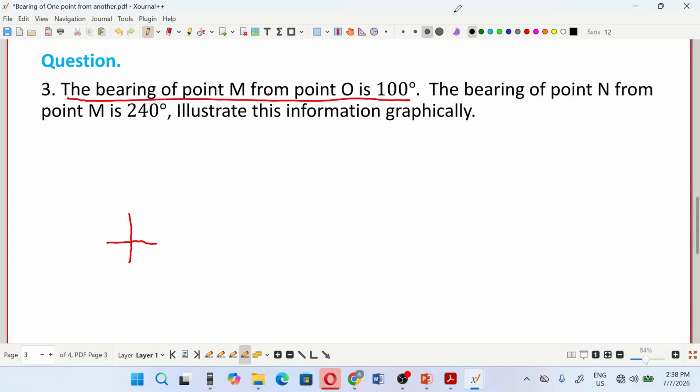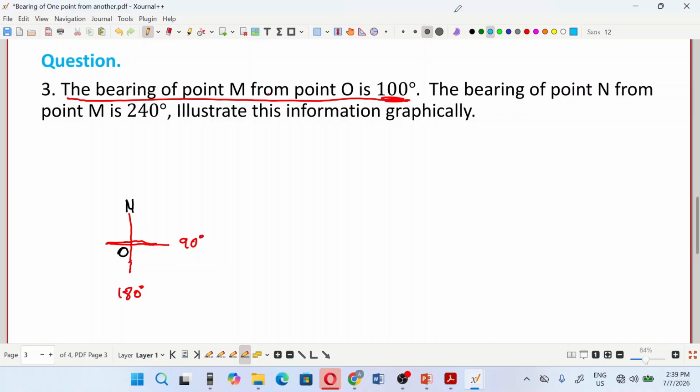So here is going to be our O. We know our geographical north to be here, right? And it says the bearing of M from O, meaning what we are going to look for is point O, right? And this is my 90 degrees. And this is my 180 degrees. Now we're looking for 100 degrees, right?